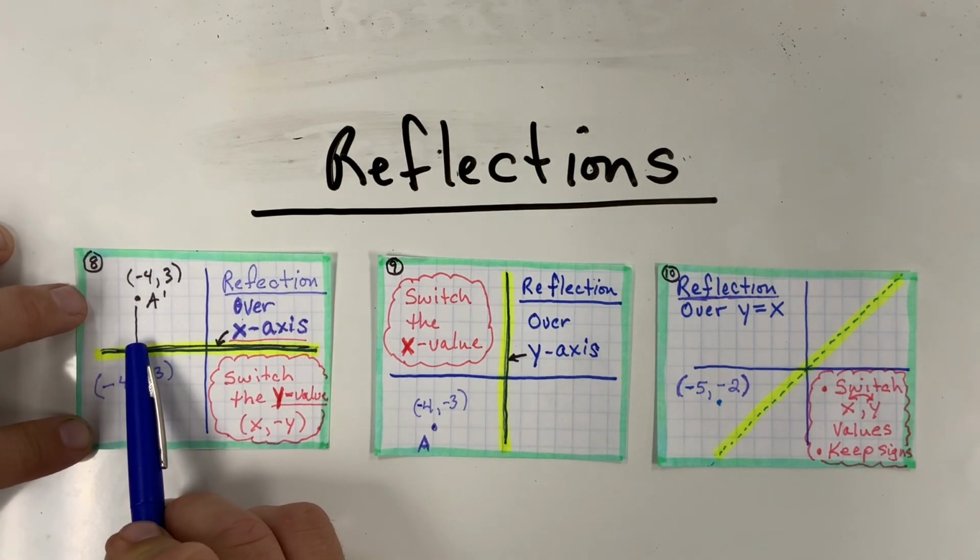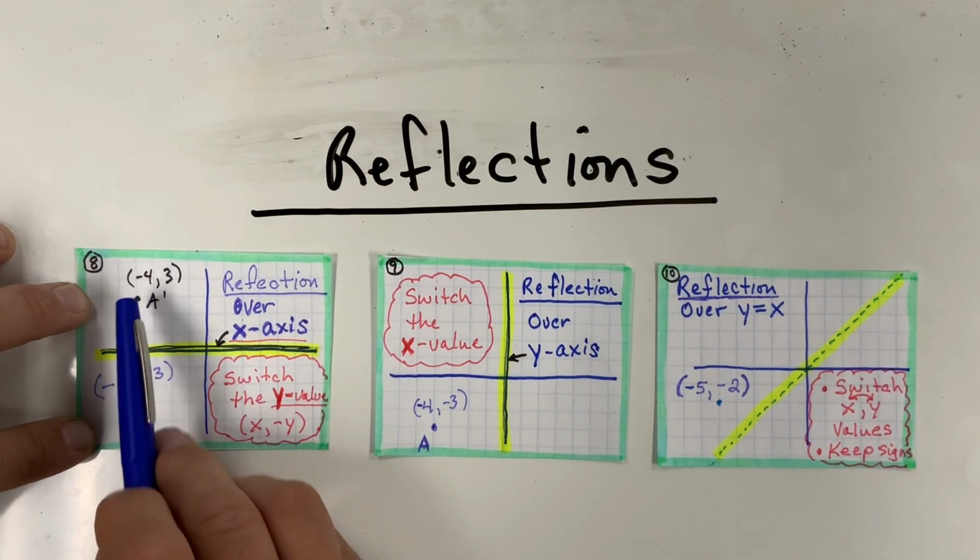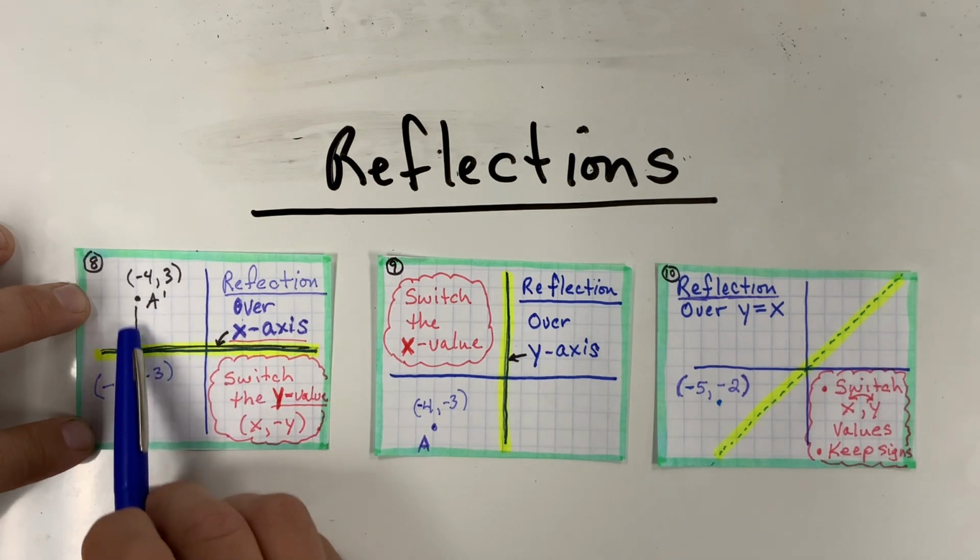Then if you're going to find the new location of point A, do the same thing on the opposite side. So 1, 2, 3, and there's your point A. So the coordinate you end up getting is -4, 3.